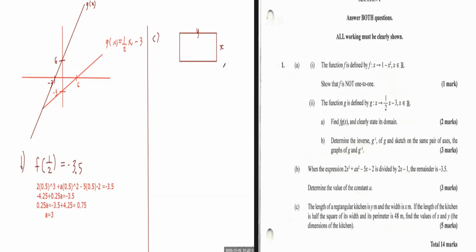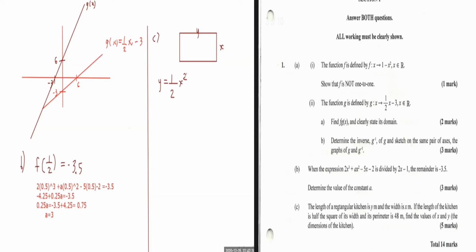They say if the length of the kitchen is a half the square of its width, so they tell us that the length, which is y, is equal to a half the square of its width. So y is a half x squared.